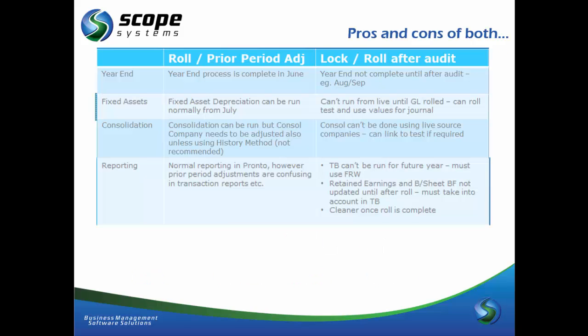Now the pros and cons of both methods, the roll method versus the lock method. Let's first go through the roll method. In terms of year-end procedures, the year-end process is complete in June. It's a big plus. Fixed assets depreciation can be run normally from July.